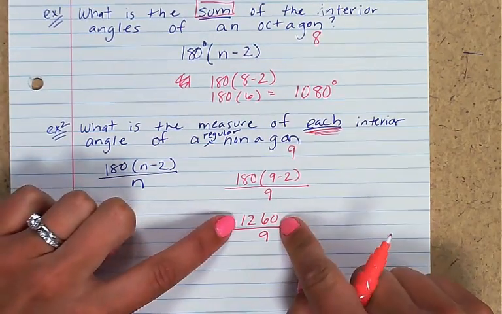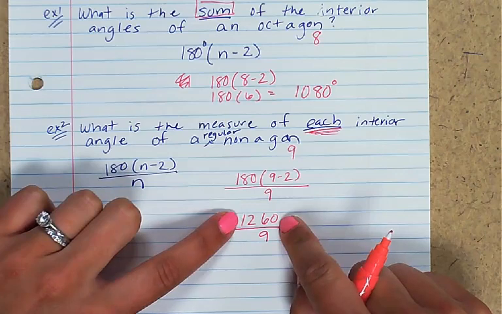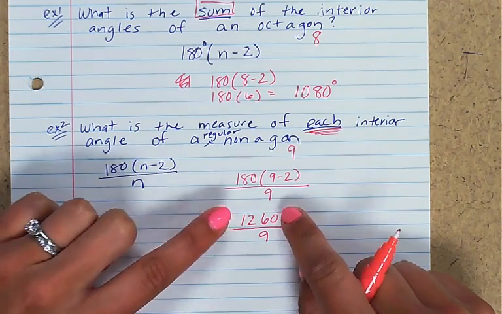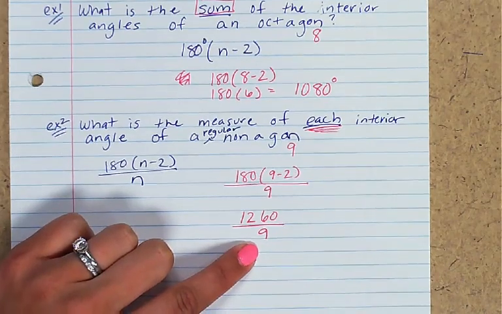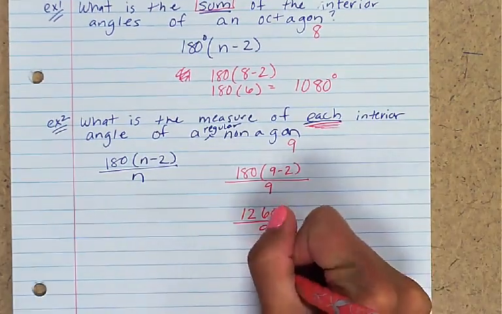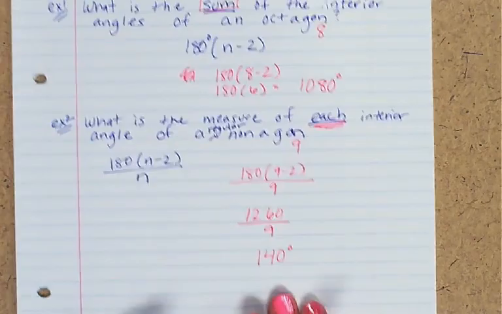So altogether, it's 1,260 degrees. But now I have to divide it by how many there are, because they're all the same on a regular polygon. And each individual angle is 140 degrees.